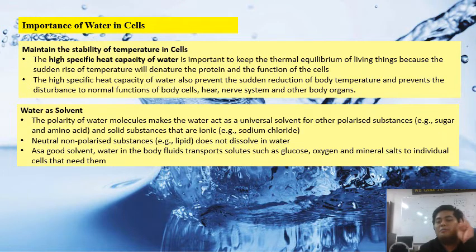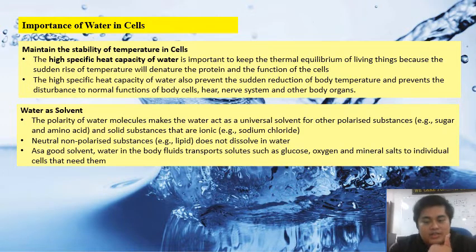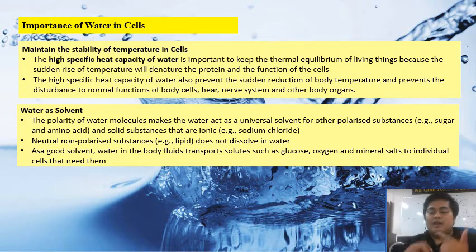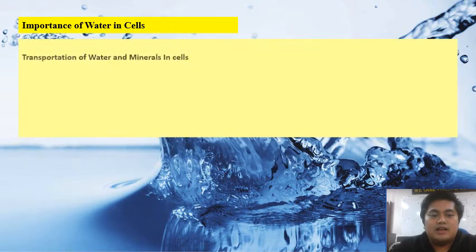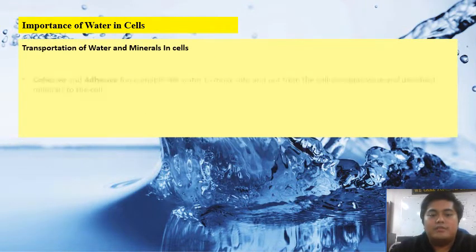Di mana kat situ kita boleh belajar dua benda. First, minyak dengan air tak bercampur. Dan yang kedua, ketumpatan air adalah tinggi daripada minyak. So next adalah transportation of water and minerals in cell.